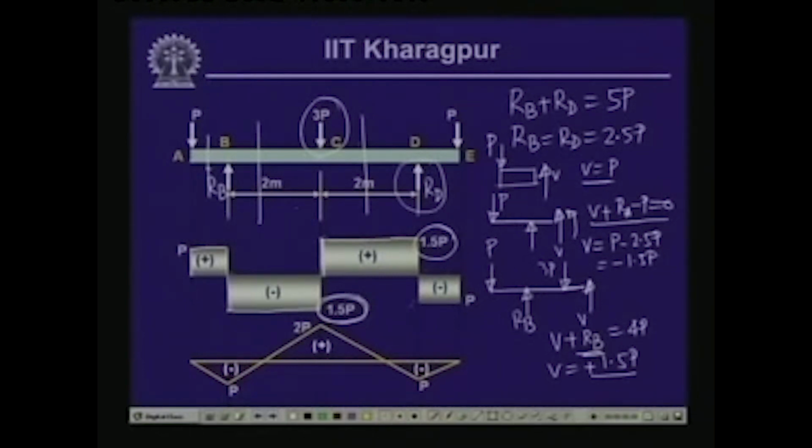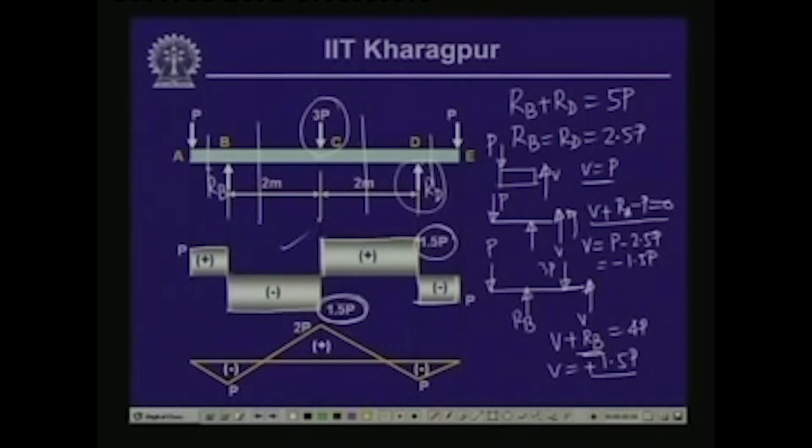and then again at reactive force RD, again it is 2.5P. So, if we take a section over here, we get immediately after this support a shear force which is equal to negative P. So, it comes down from plus 1.5P to plus P, and then again it continues over here. At this point we have the force P.